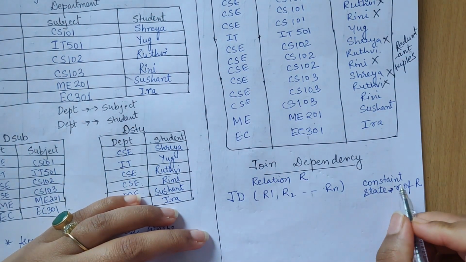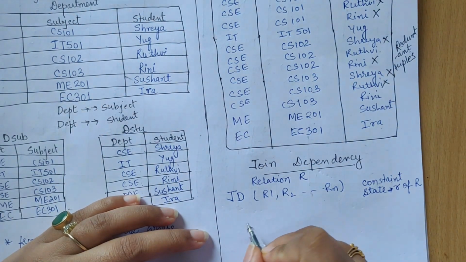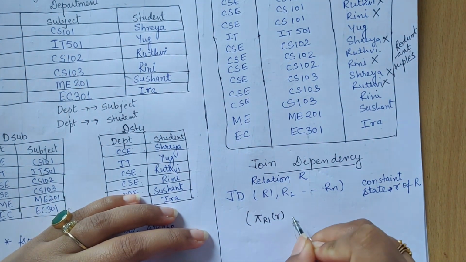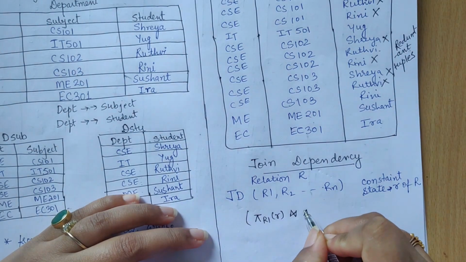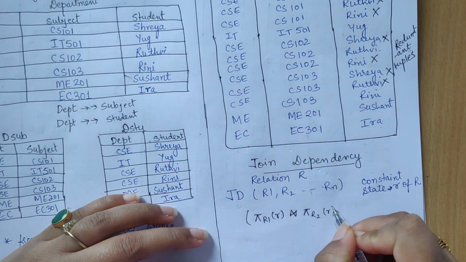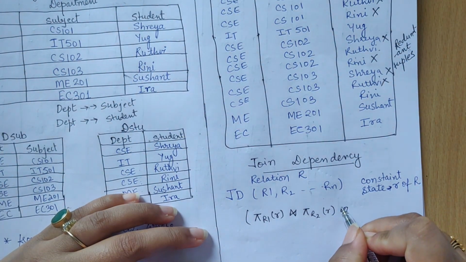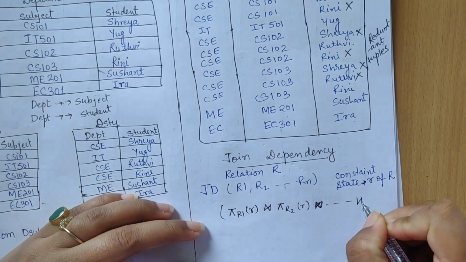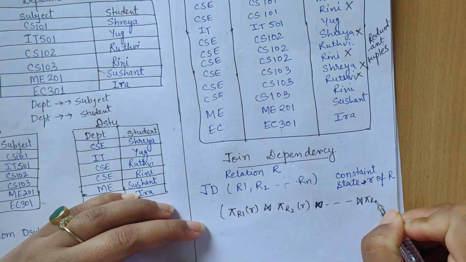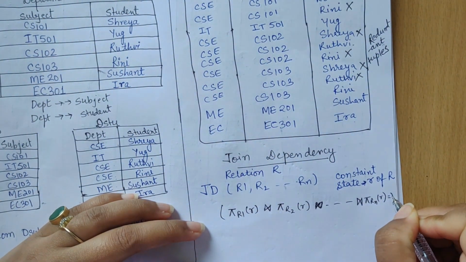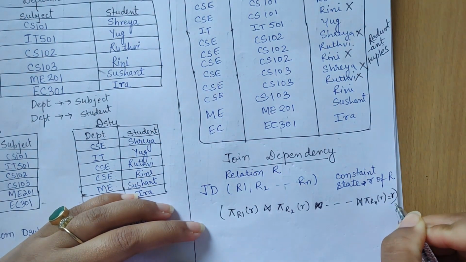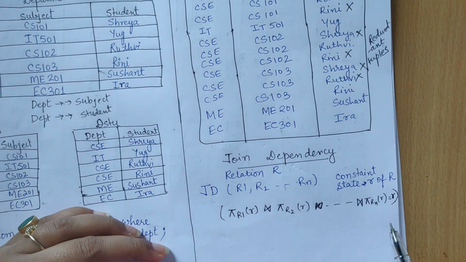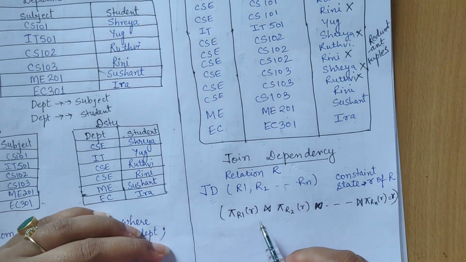So hence for every small r, if I am writing like this, projection of R1, and I am applying the natural join, like this, projection of Rn, it will give me again all the same constraint, or it will give me all the relation, the final relation R. Okay, this is known as joint dependency.